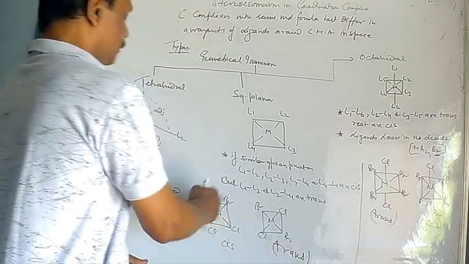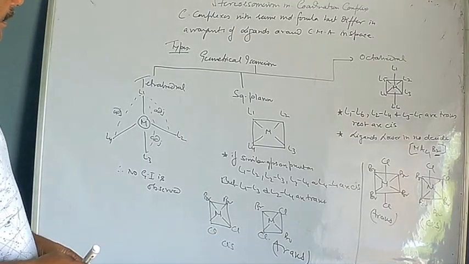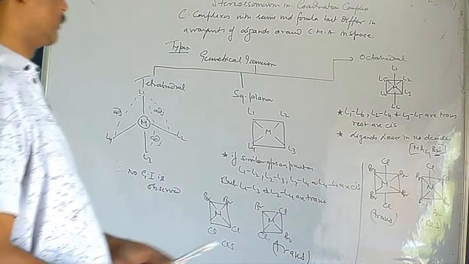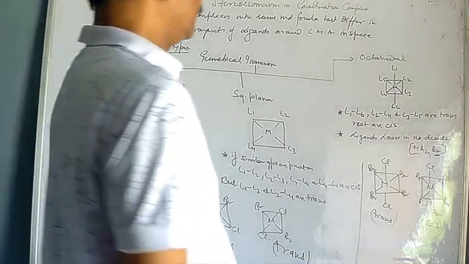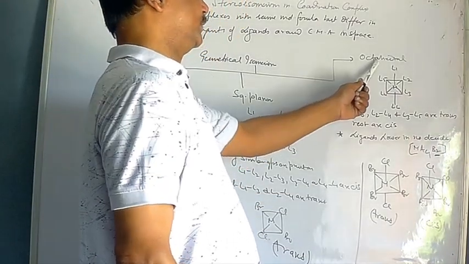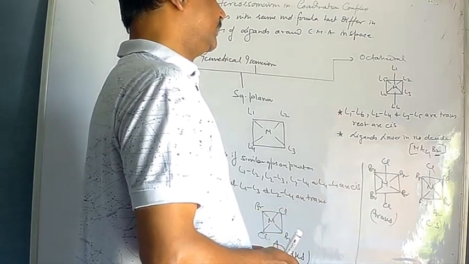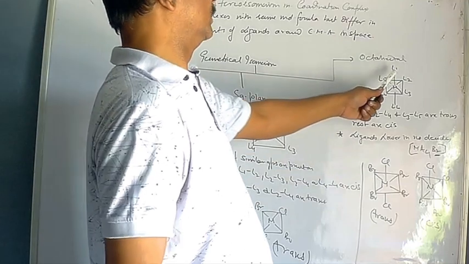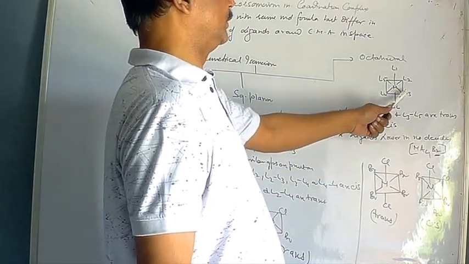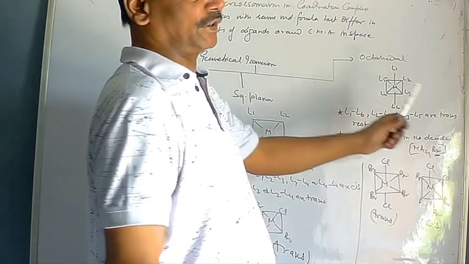So if similar groups are on the same side, they give rise to cis isomer. Similar groups on opposite sides give rise to trans isomer. Now class, the last one is your octahedral geometry, where we find that the central metal atom is surrounded by 6 ligands: L1, L2, L3, L4, L5, and L6.